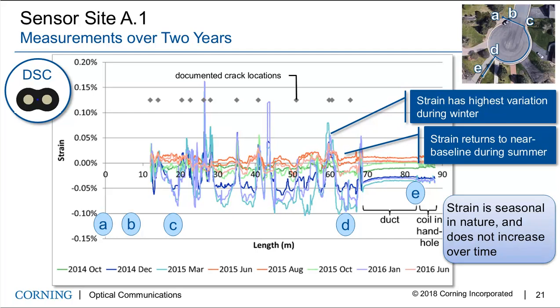From this, we see that the strain is seasonal in nature, and it doesn't increase over time. So this kind of makes sense. Each individual piece of asphalt between two cracks expands and contracts during the summer and winter months, but the asphalt doesn't keep increasing in length over time. There's no overall length change from one end to another as time goes on. And so the average strain remains pretty consistent, but the peak-to-peak changes between summer and winter.